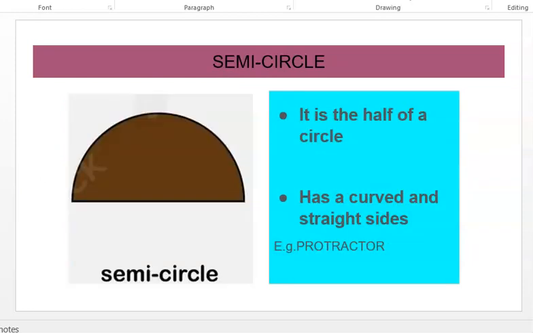The next 2D shape we're looking at is the semicircle. A semicircle is, like the name goes, half of a circle. It is formed when a straight line cuts a circle into two parts. So a semicircle has a curved line and then a straight line. Those are the two lines that form a semicircle. An example of a semicircle around us is a protractor that you find in a math set, and that we use in measuring angles.